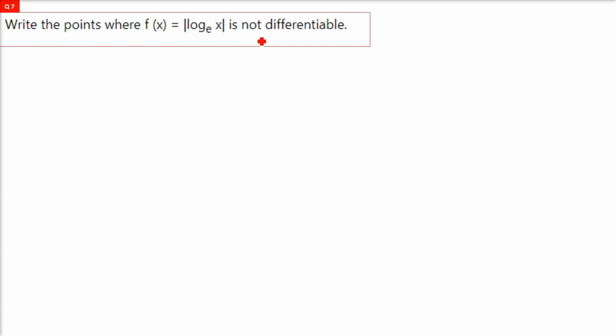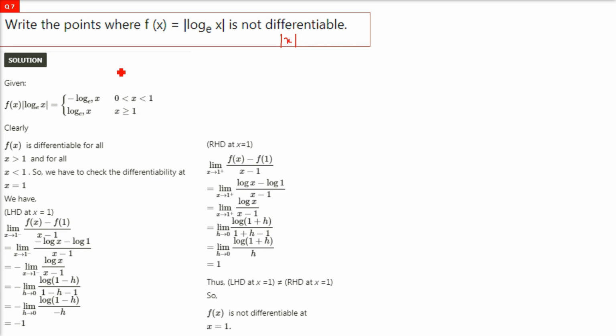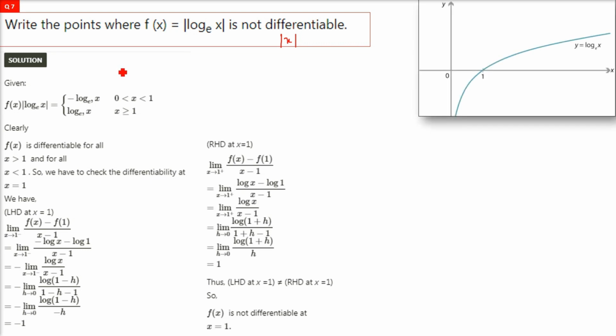Exercises. Write the points where f(x) equals log x is not differentiable. We always talk about mod x and multiple variations of the modulus function. So the solution is in front of you, but understand it very carefully. You need to understand the graph of log x. Until you understand this graph, you won't be able to solve this.